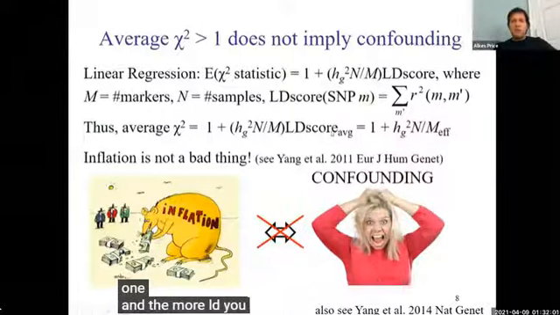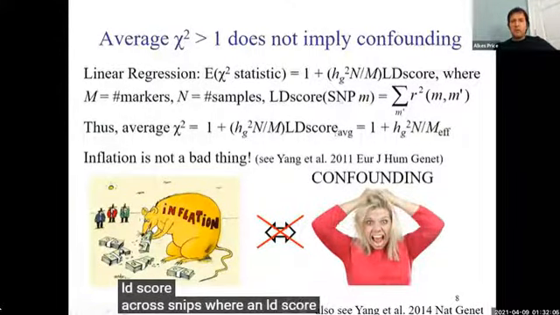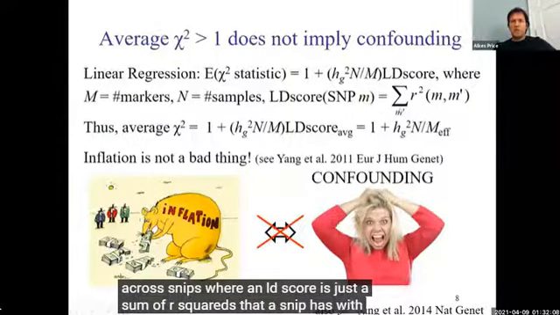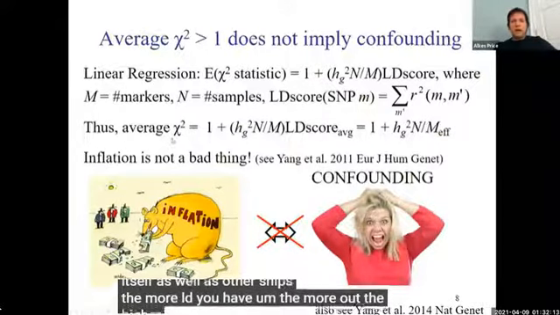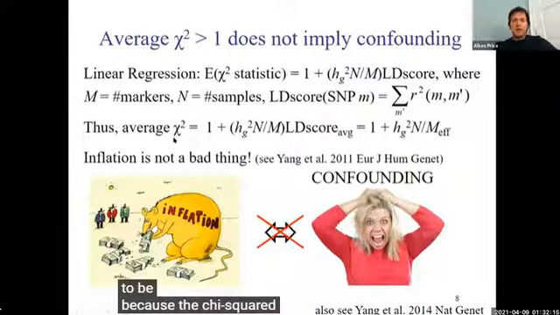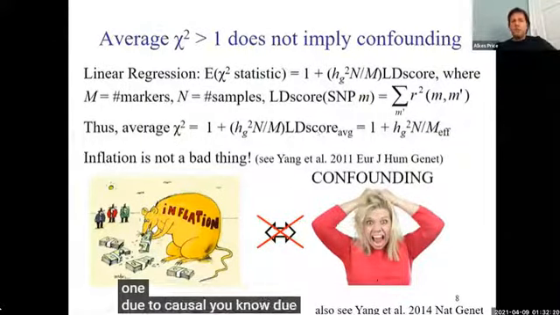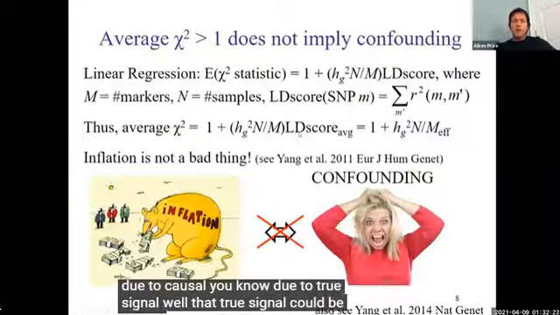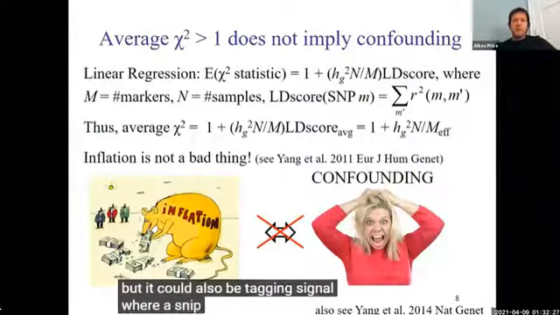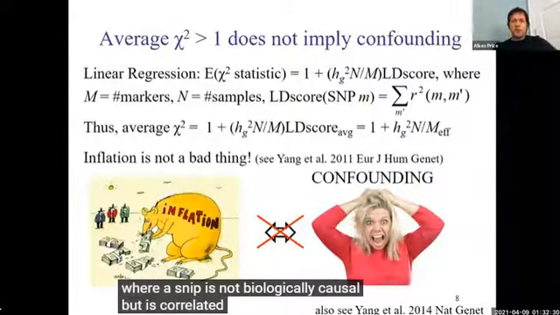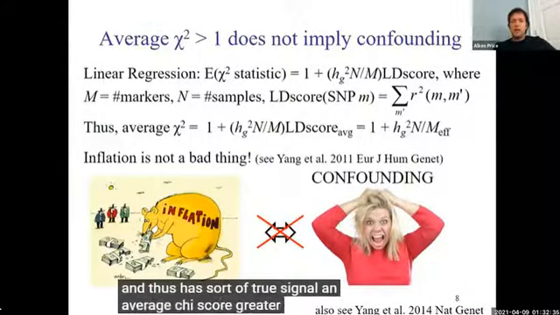And the more LD you have, this quantity here is the average LD score across SNPs, where an LD score is just a sum of r squareds that a SNP has with itself as well as other SNPs. The more LD you have, the higher the average chi-squared is going to be, because of the amount by which the chi-squared association statistic exceeds 1 due to true signal. Well, that true signal could be causal signal, where a SNP is biologically causal, but it could also be tagging signal, where a SNP is not biologically causal, but is correlated to some other SNP that's biologically causal, and thus has true signal, an average chi-squared greater than 1.